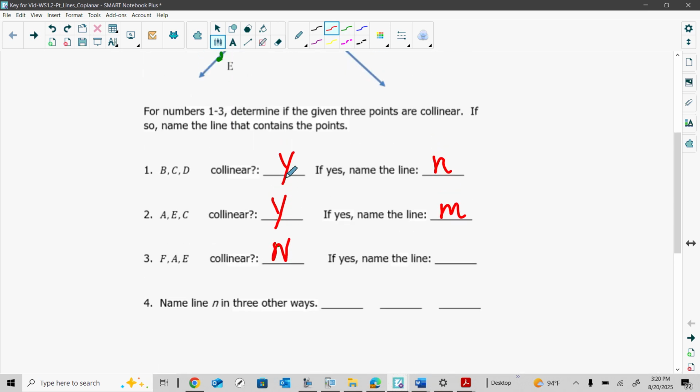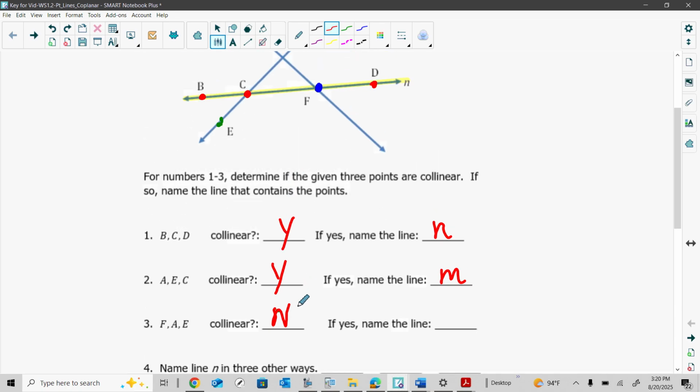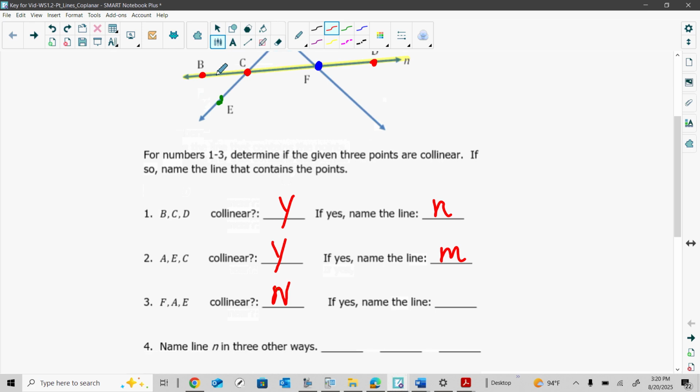Now they want us to name the line in 3 other ways. So we can name the line by this lowercase letter next to this arrow, or the 2 points. You need at least 2 points to name a line. 2 points is basically the definition of how we can create a line. All lines exist in at least 2 points. So I can do any combination here.